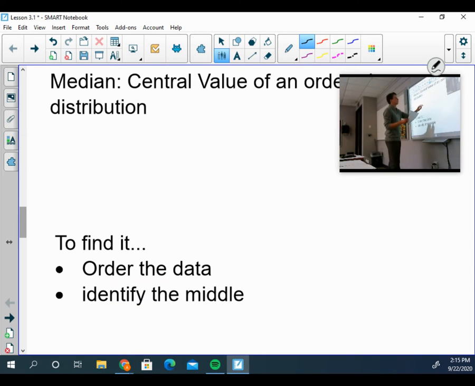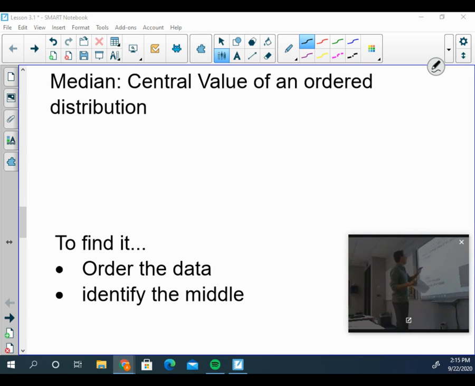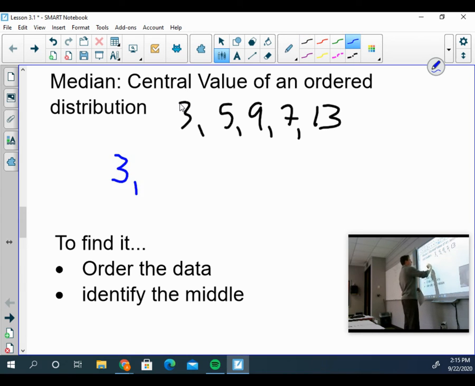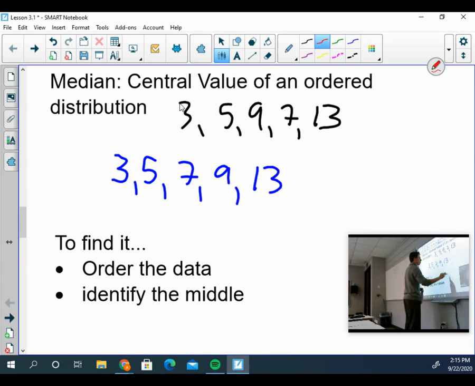to median. Median is the central value of an ordered distribution. This was when in 4th grade you had all the numbers in a row, and you took them, organized them from least to greatest, and then crossed them off in the middle. If I have 3, 5, 9, 7, 13 is my data set, and I wanted to find the median, then what I would do is I'd order them from least to greatest, and then I would simply cross off each end till I get to the middle.